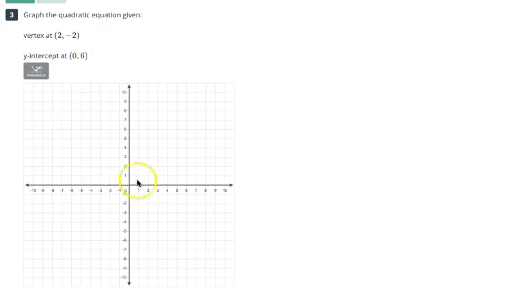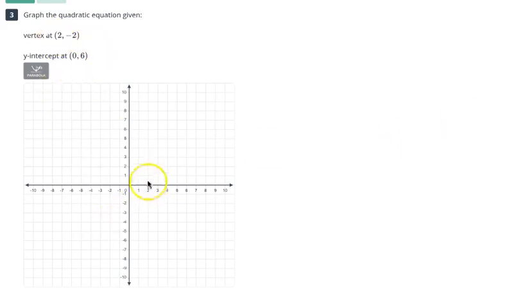Remember, we start with our vertex, 2, -2. I know that this opens up because it goes to 0, 6. And if I put the 0, 6, it's going to turn it sideways. And I don't want it to be sideways. That means I have to put the coordinate for my parabola on the other side of the vertex. So I'm going to go ahead and I'm going to hit reset.